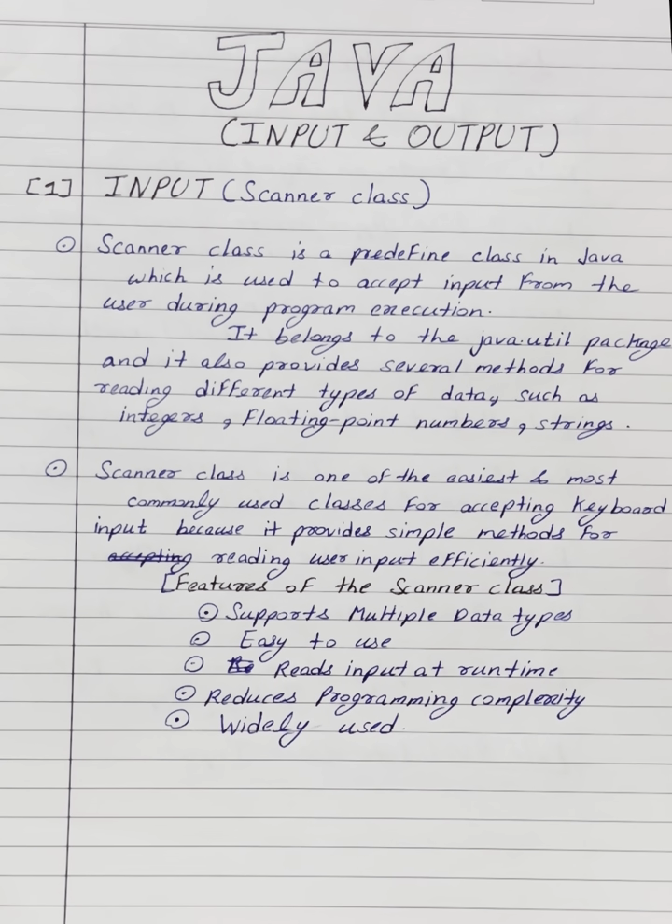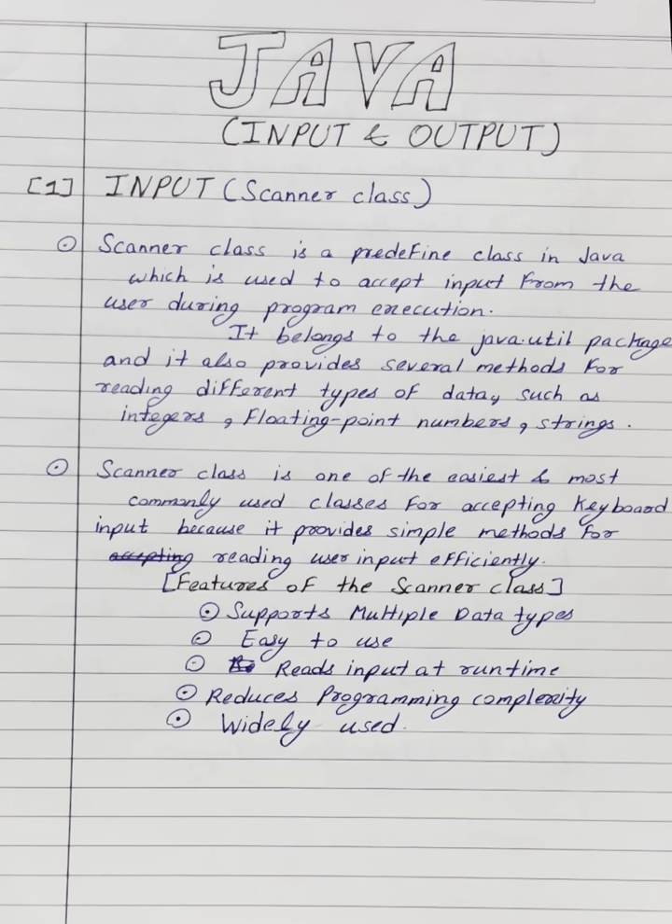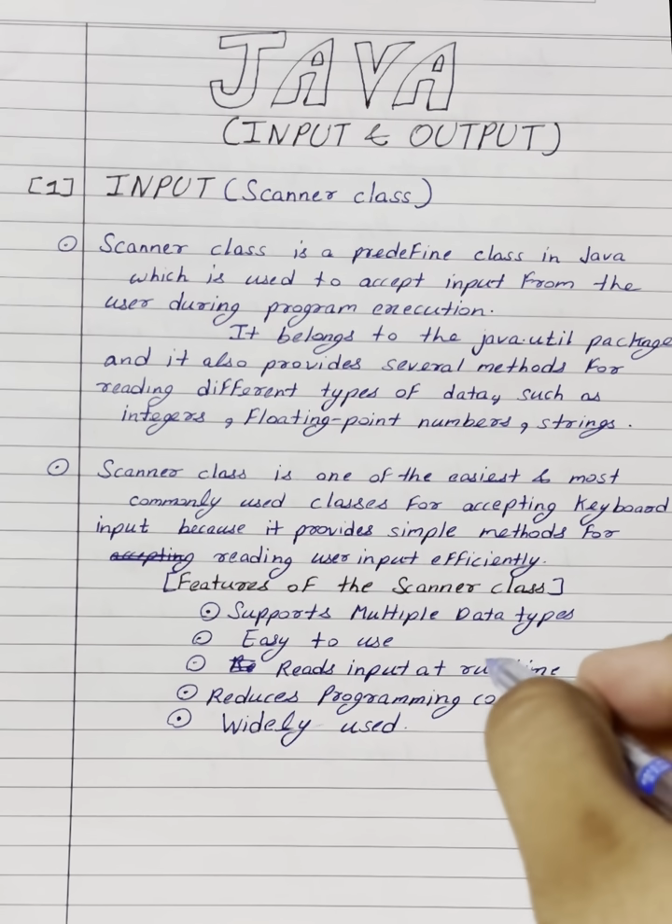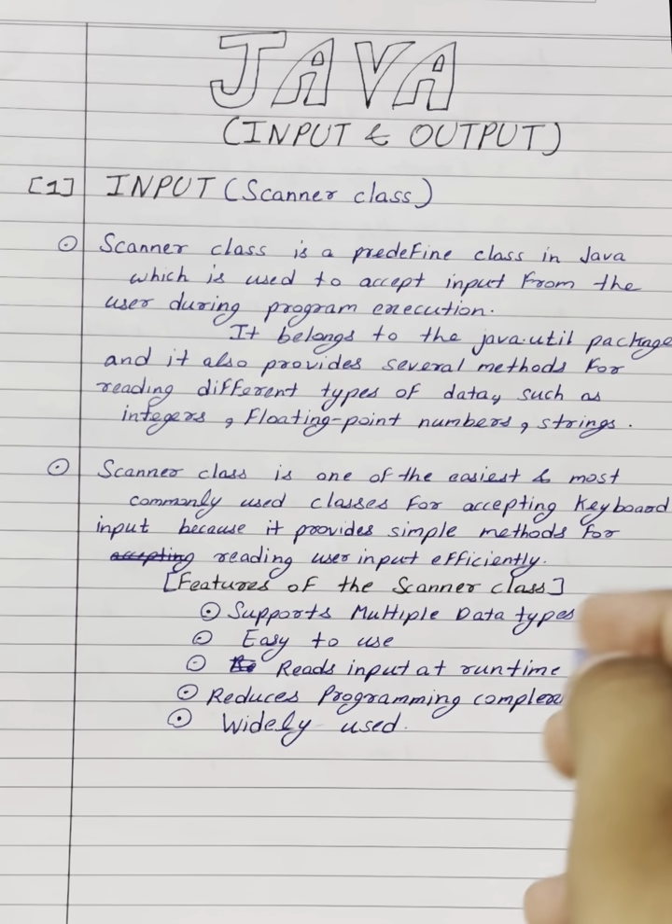Now, let's understand this scanner class with an example. Suppose if a program asks the user to enter their name and age, then the scanner class reads both the values and then stores them in a variable so that the program can process them. Understand? And there are some features of scanner class, such as it supports multiple data types, it is easy to use, it reads input at runtime, and it also reduces the programming complexity, and it is widely used in various fields. Just remember that.